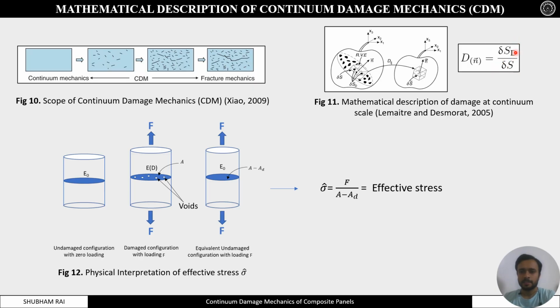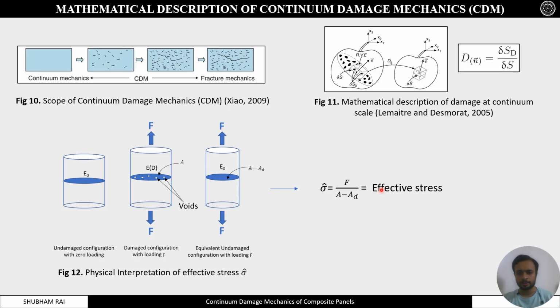If the area of the RVE is completely damaged, the damage variable will be equal to 1, and if it is undamaged, the damage variable will be 0. So the damage variable will range from 0 to 1, 0 corresponding to the undamaged state and 1 corresponding to the damaged state.